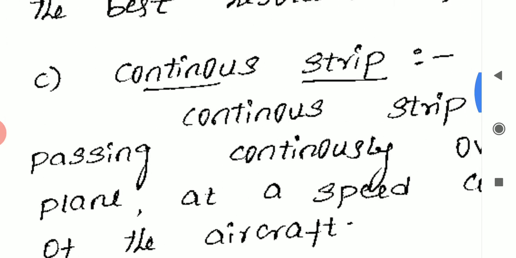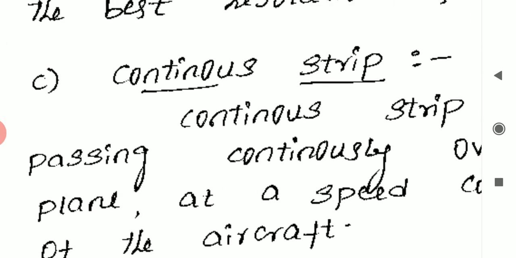Second one is panoramic. In panoramic photography, the image is taken by moving the slit perpendicular to the flight path. It gives the best resolution and least distortion. Okay, third one is continuous strip. In these cases photographs are taken by passing film continuously over a narrow slit in the focal plane at a speed compatible with the ground speed of the aircraft.